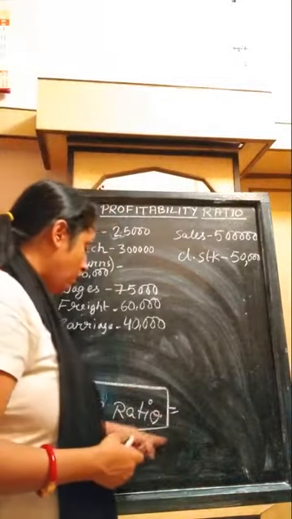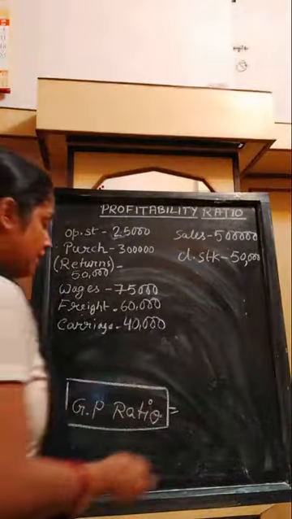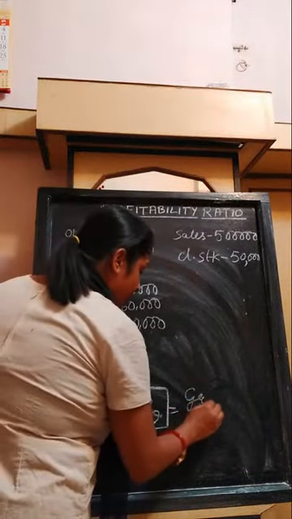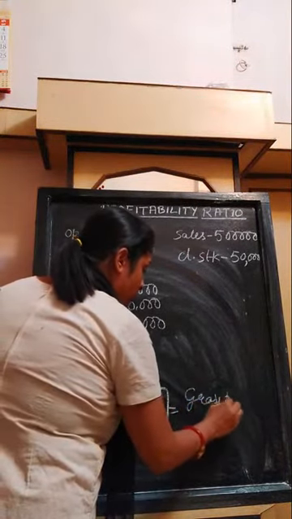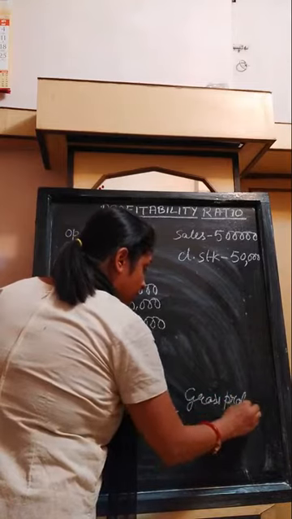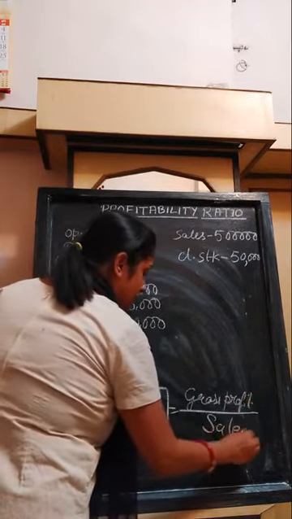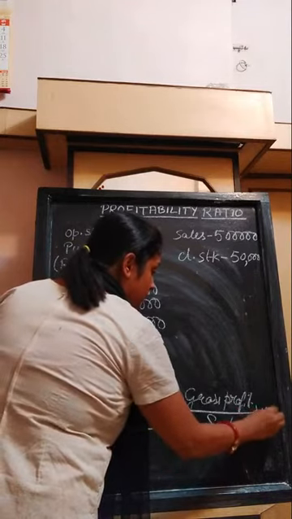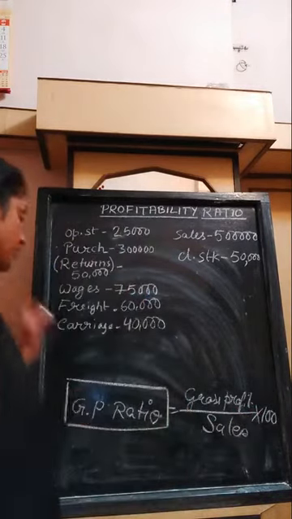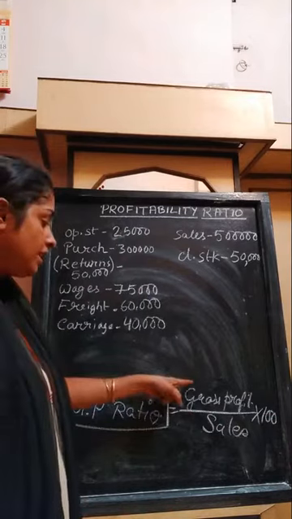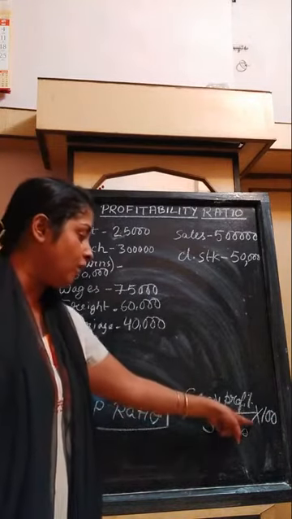Now the formula of gross profit ratio is gross profit or GP divided by sales, total sales, into 100. This is the formula of gross profit ratio. Gross profit divided by sales into 100.